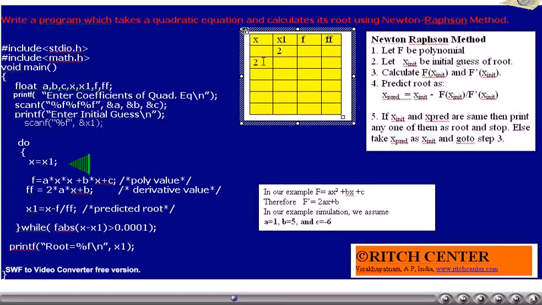The x1 value is assigned to x. That is, the predicted value of x1 is assigned to x. However, for the sake of convenience, we have taken the initial value of the root, which is given into x1, and the same is assigned to the variable x.